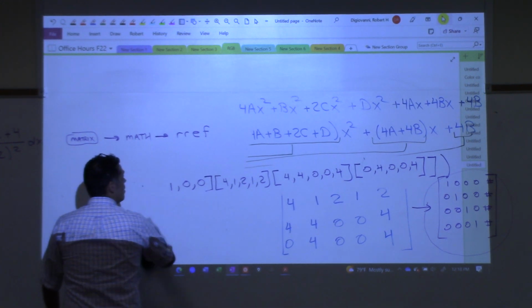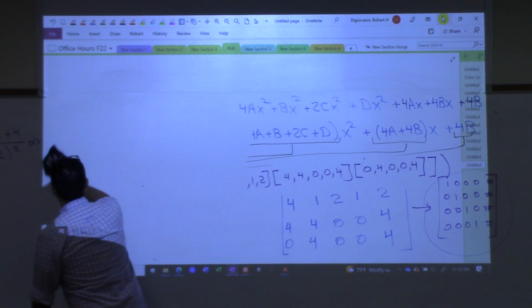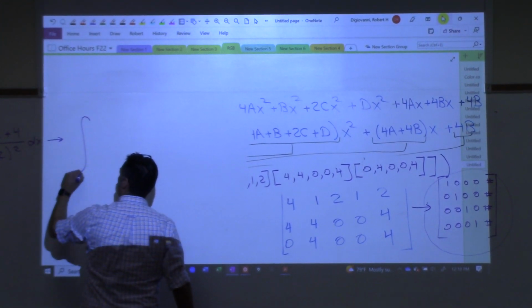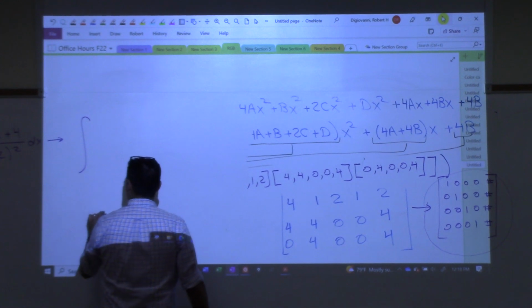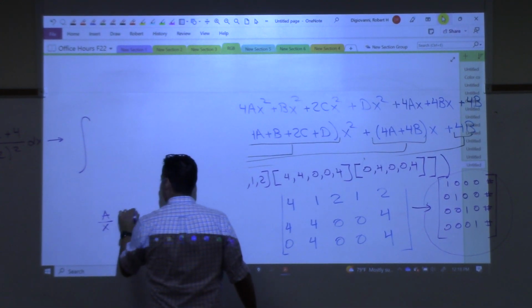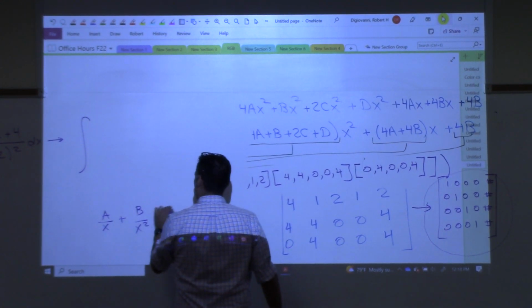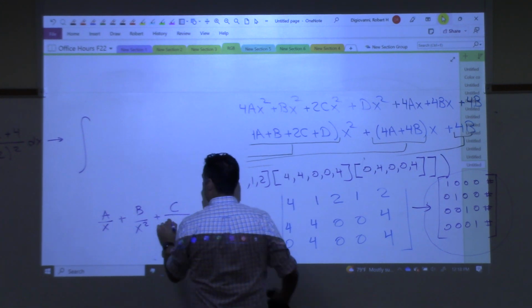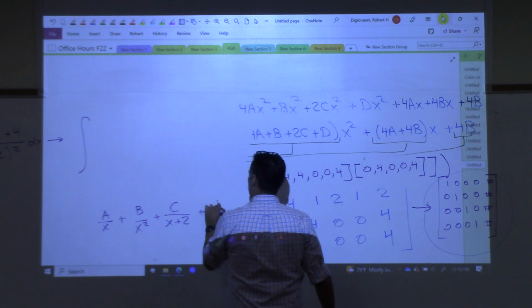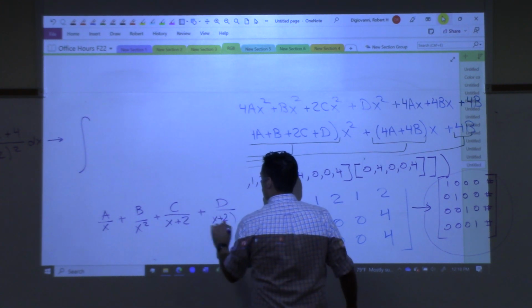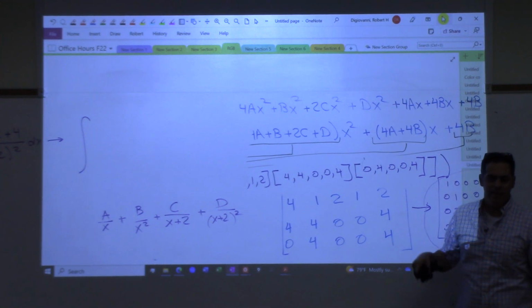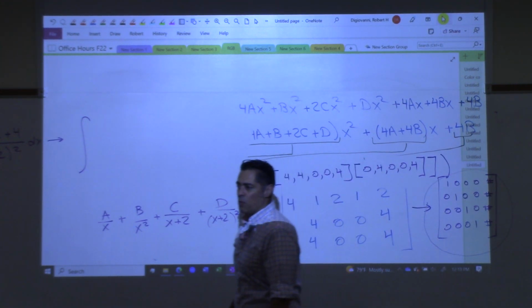All right, so we're almost to the point of being able to finish the problem. Remember, we were breaking this down, so now we can do the integral. I'm just going to recap here: it was a over x, b over x squared, c over x plus 2, and then d over x plus 2 squared. That's what we were trying to break down. We just figured out what a, b, c, and d were.